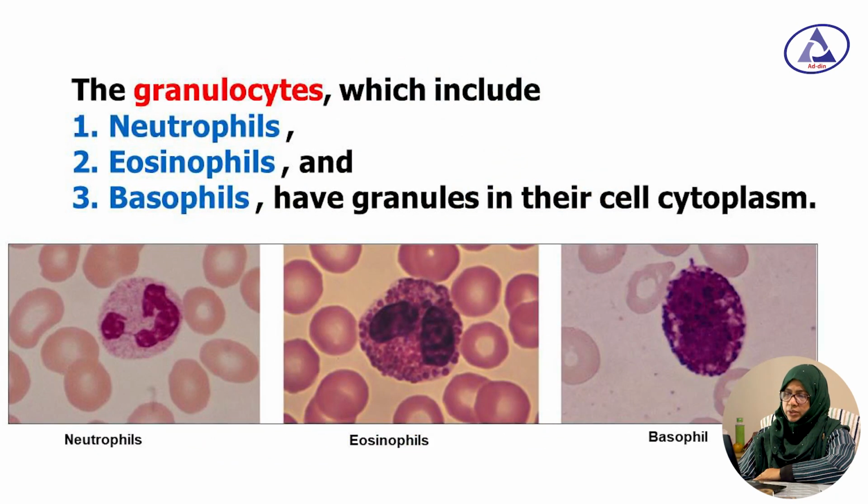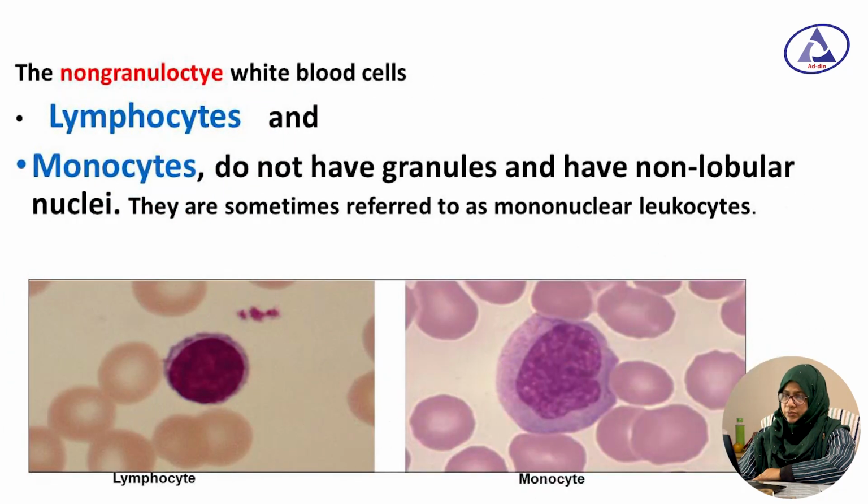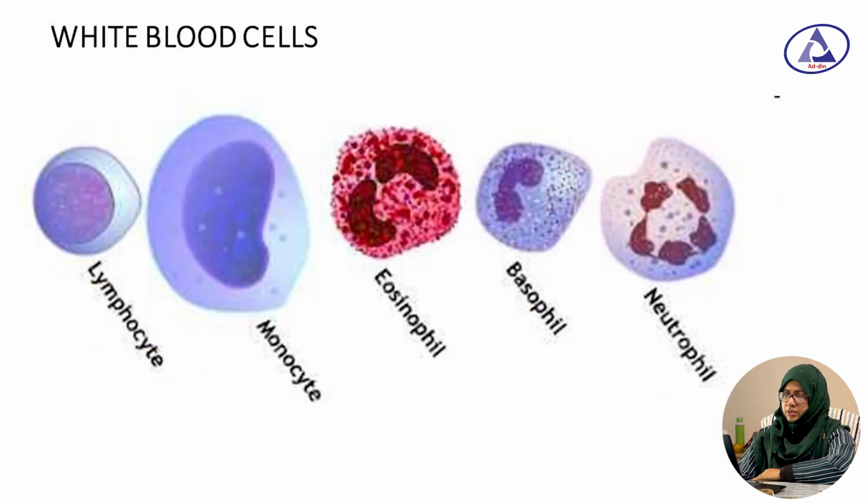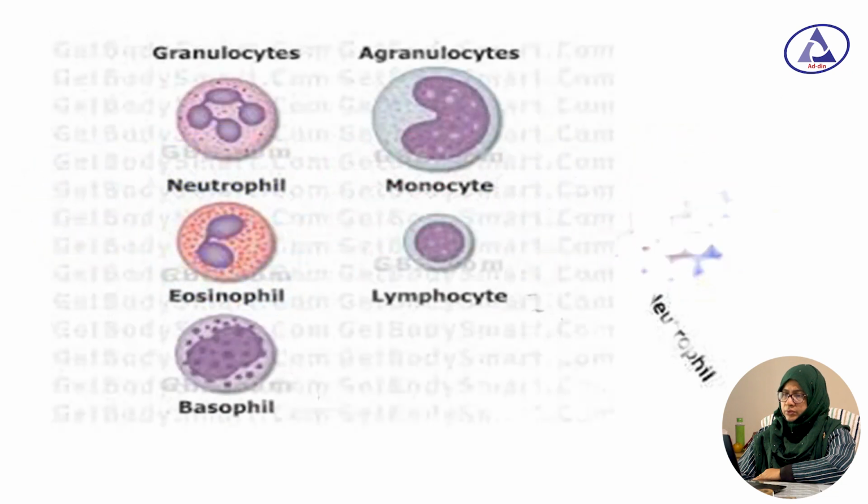This is the figure showing different types of granulocytes. Picture of agranulocytes, lymphocytes and monocytes. These are the white blood cells. Another figure.